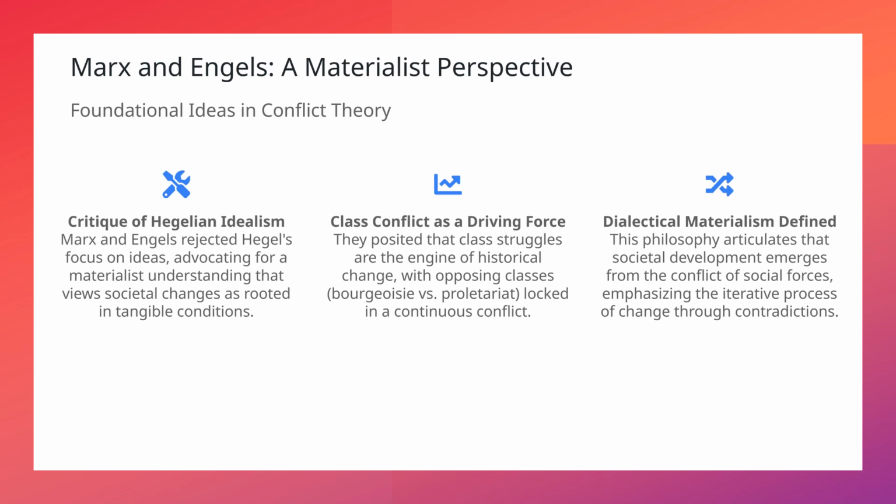So Marx and Engels rejected Hegel's focus on ideas, right? And they really believed that class struggles were the engine of historical change, the cause of all this change, going back to the earliest days of history. Their philosophy is saying that societal development emerges from the conflict of social forces, and it emphasizes the process of change through contradictions. So, in other words, all of this conflict is the major driver of change.